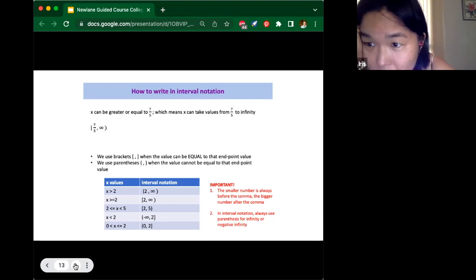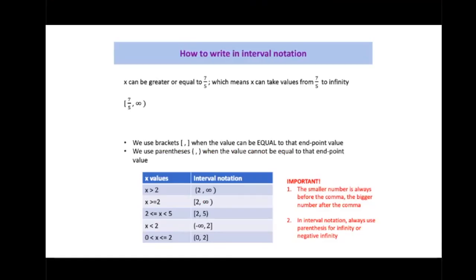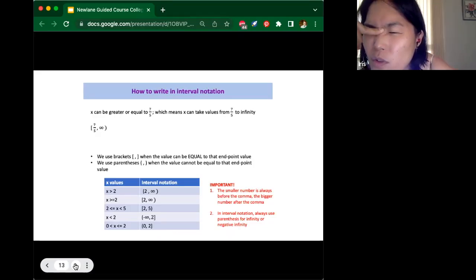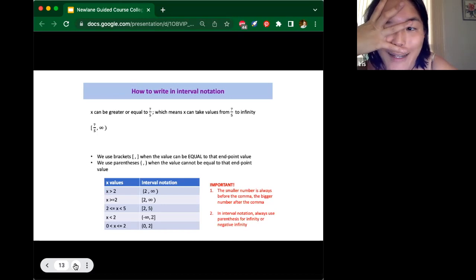So you can think of it like this: if it's a parenthesis, it can just keep going forever. And if it's a bracket, that's like the hard stop. A bracket is like a wall, and the parenthesis means it can get very close to 2, but never equal to 2. It cannot be the actual wall, but it can get as close to the wall as you wish.